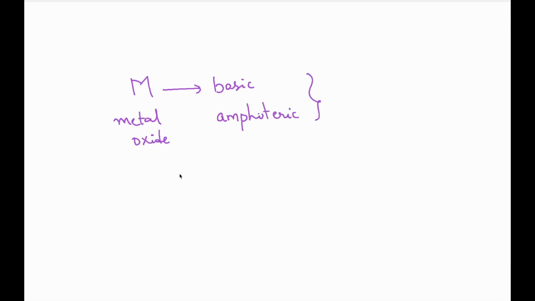So to summarize, we studied metal oxides, M as in metal oxide. Metal oxides can be basic or amphoteric. An easier way to remember this is like MbA. So metal oxides in nature can be basic or amphoteric.